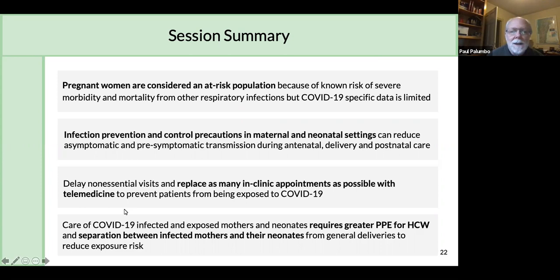Delaying non-essential visits and implementing telemedicine as much as possible is likely to help with infection control. And care of COVID-19 infected mothers and both infected and exposed mothers and their neonates requires a fair amount of personal protective equipment and consideration of some forms of separation between infected mothers and their neonates.